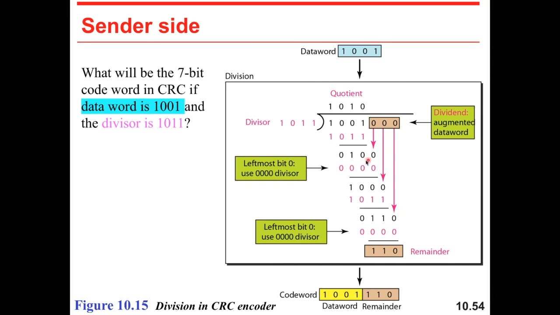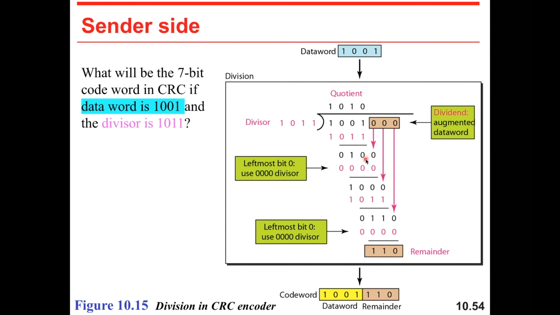We have 4 bits again. Look at the first bit. It's 0, so your quotient is 0. Multiply this 0 with your divisor. Anything multiplied by 0 makes it 0. So these are all zeros.